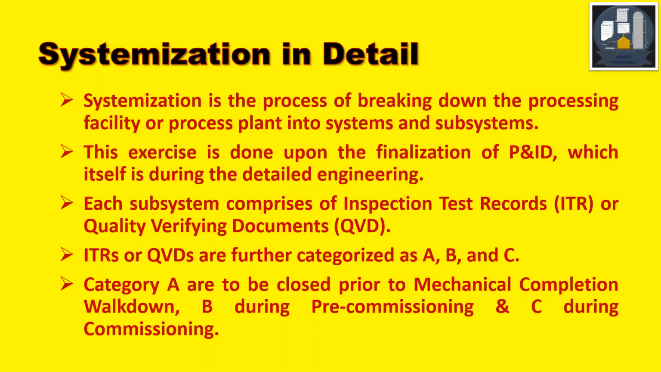Then let us know what is the basis of these categorizations. Category A are to be closed prior to mechanical completion walk down. It means in order to start mechanical completion walk down, you have to close all the A ITR or QVD as it is called. Then what about B? B, you have to close during the pre-commissioning, and C, during the commissioning.